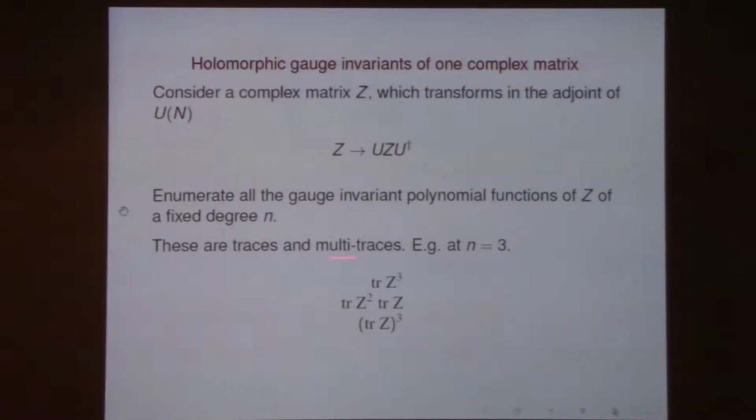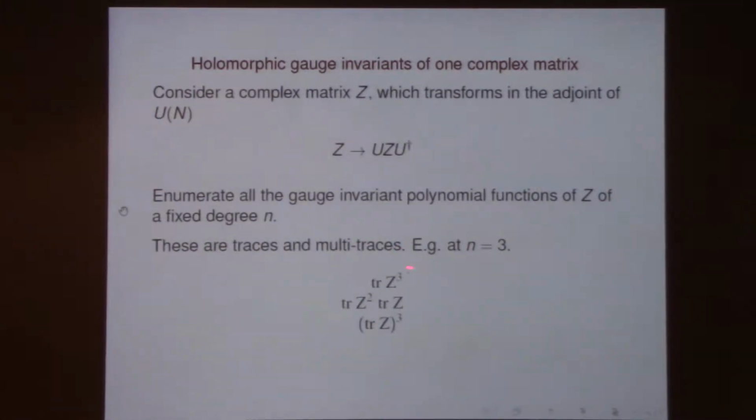Okay, so let's think about a problem having to do with matrices. You have one complex matrix Z, of size n by n. It transforms under U(n) in the adjoint representation, so Z goes to UZU-dagger. You can think of the Zij's, the matrix elements of Z, as variables. And you can ask, what are the polynomial functions of these Zij's which are invariant under this conjugation?